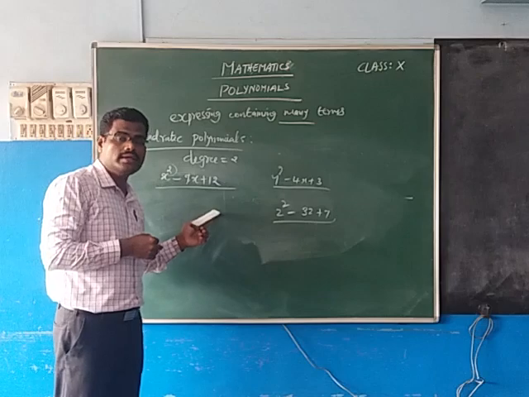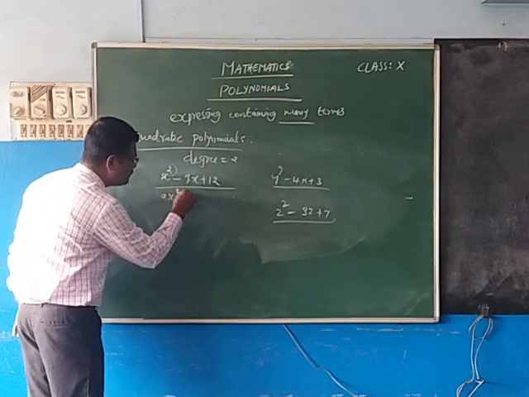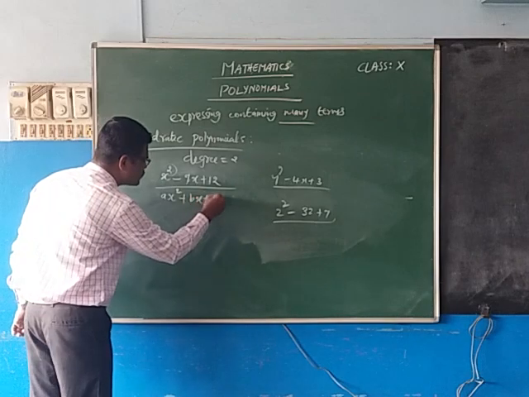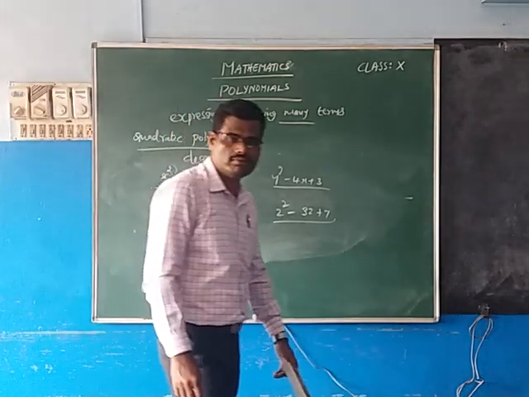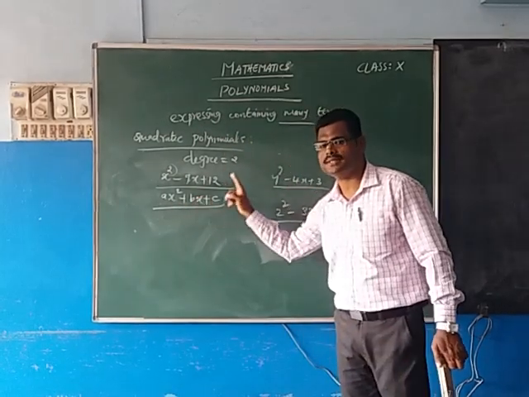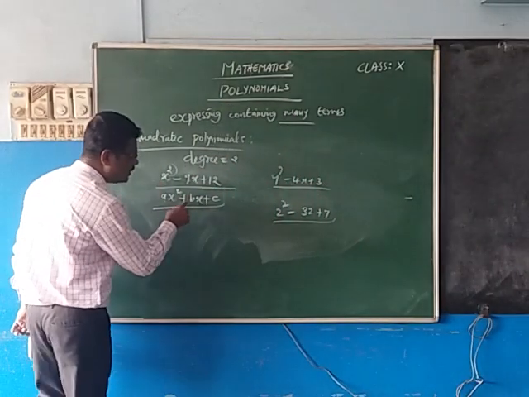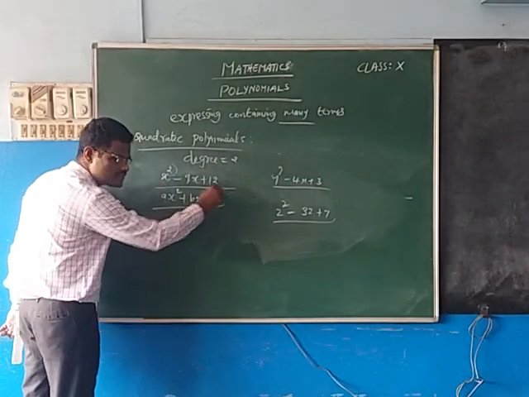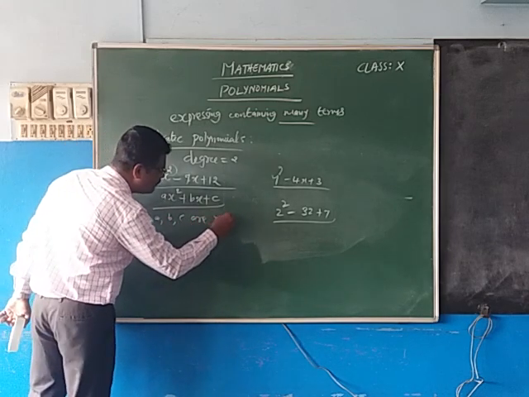A quadratic polynomial is always in the form ax square plus bx plus c. Very important one. The standard form of a quadratic polynomial is ax square plus bx plus c. What is the meaning of a? What is the meaning of b? What is the meaning of c? a, b, c are real numbers.